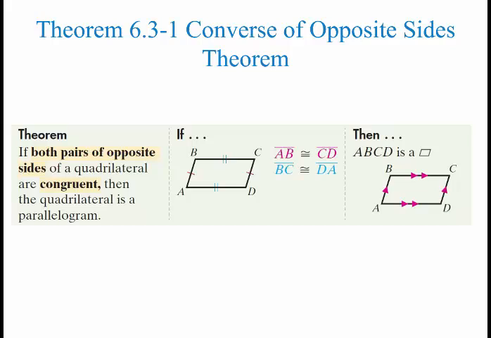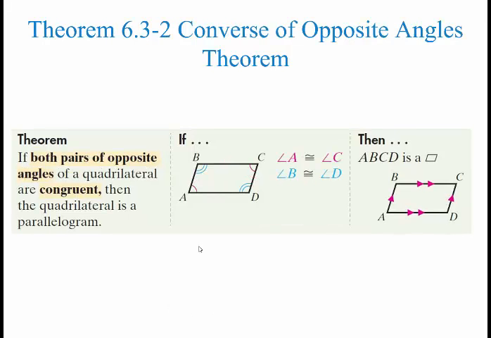So we got a couple theorems here. Theorem 6.3-1, and this is the converse of the opposite sides theorem. The theorem is this: if both pairs of opposite sides, so this is one pair, AB and CD, and BC and AD, of a quadrilateral are congruent, the quadrilateral is a parallelogram, right? So if the opposite sides are congruent to each other, same measure, then ABCD is a parallelogram, all right? And it implies then that BC is parallel to AD and AB is parallel to CD here.